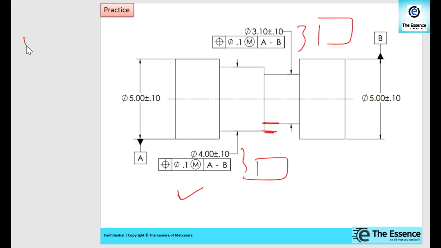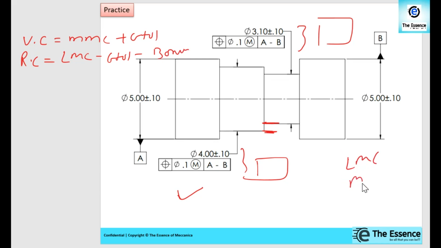What is the formula for the virtual condition of an external feature? MMC plus geometric tolerance, and the resultant condition at extreme dimension, that is LMC minus geometric tolerance minus bonus. How to calculate the bonus? Bonus is the difference between LMC size and MMC size, right? In that way we can calculate the bonus tolerances. So that is the formula. Convert that both into one and prepare the loop.